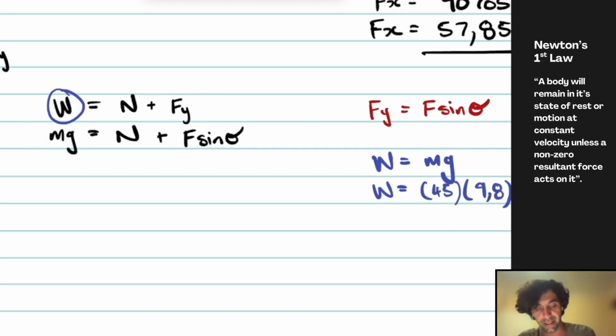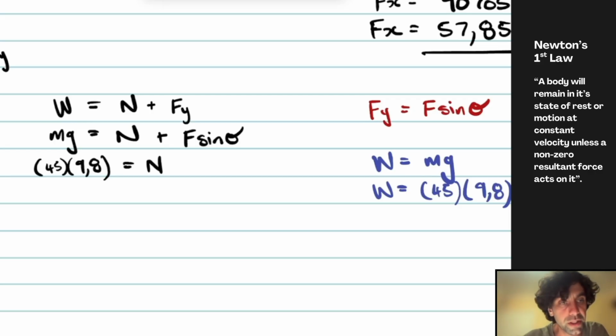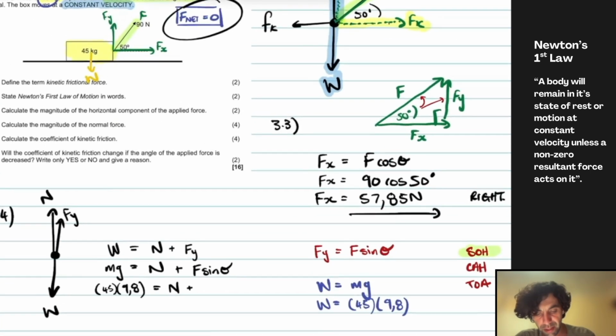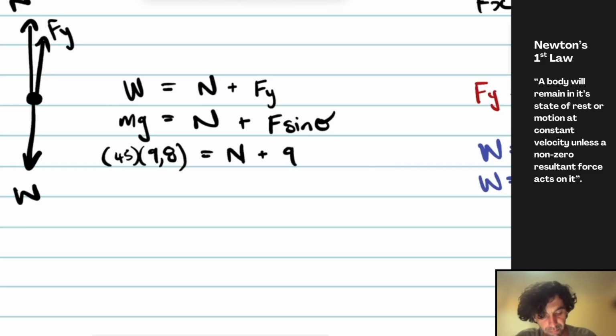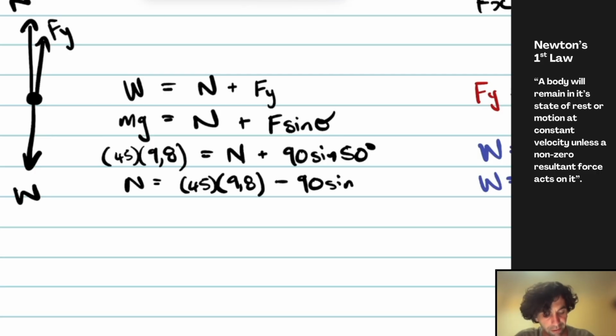Okay, very useful techniques there. All right, so let's plug in our information. As we said, the mass was 45 kgs. Gravitational acceleration on Earth is 9,8. That is equal to our normal force, which is unknown at this point. Okay, F was equal to 90 if I'm not mistaken. So this is 90 sine 50 degrees. Okay, and now we can rearrange to solve for n. So n is going to be equal to, again, 45 multiplied by 9,8 minus 90 sine of 50.